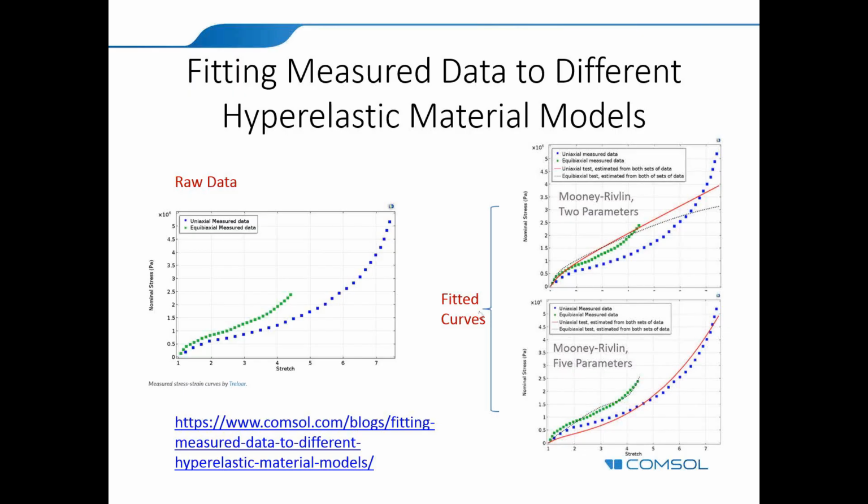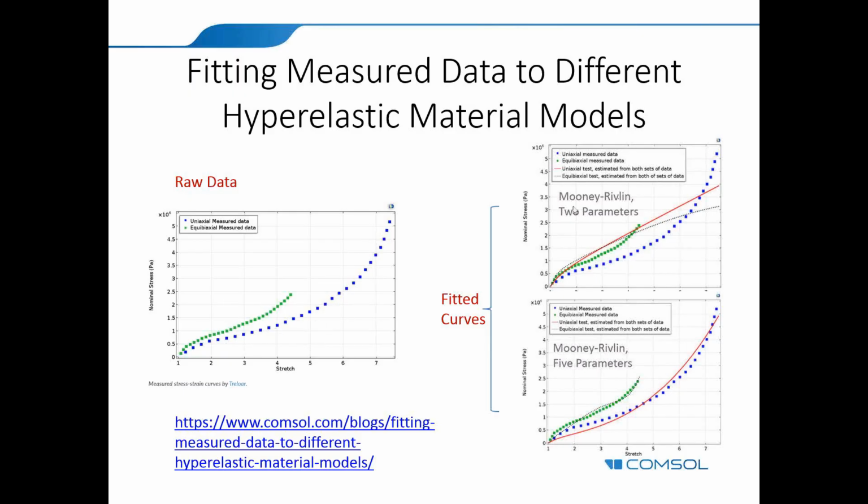And here we're seeing an example where I have a raw data on the left-hand side. The green data is for biaxial test, and the blue data is for uniaxial test obtained from real-world experiments where we have the stress versus stretch. What is stretch here? Well, the stretch is just 1 plus the strain. And what we are doing here on the right-hand side is fitting the analytic curves for various different hyperelastic material models to this raw data.